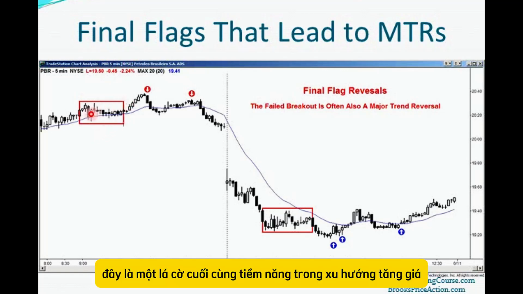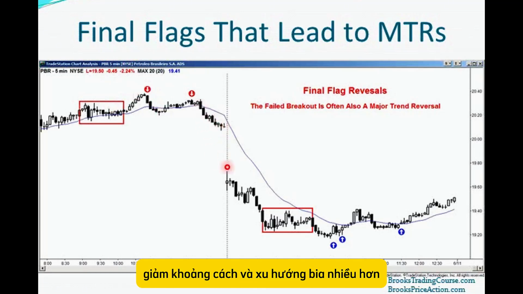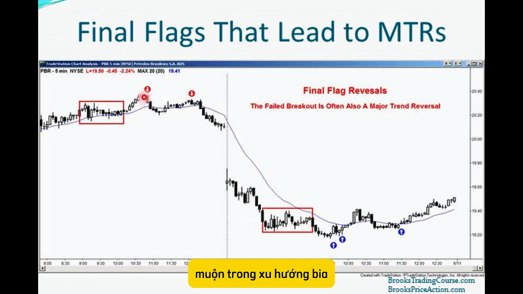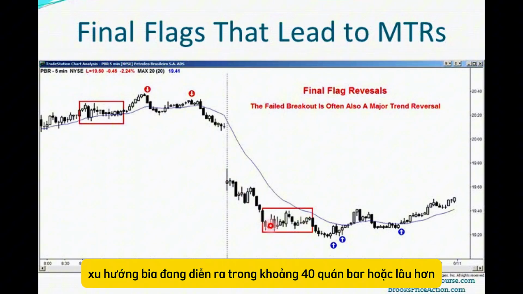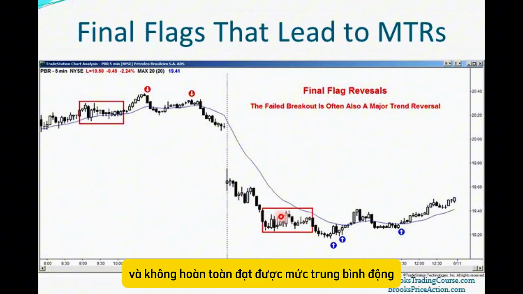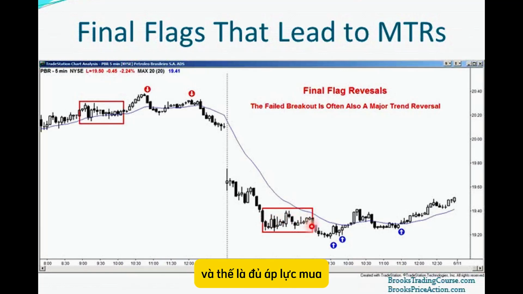Here's a potential final flag in a bull trend leading to a reversal. Now we have a bear trend, a gap down, and more bear trend, and now we have a horizontal trading range late in a bear trend. The bear trend's going on for about 40 bars or so, and did not quite get to the moving average, but it lasted about 15 bars, and that's enough buying pressure so that the next leg down might fail.